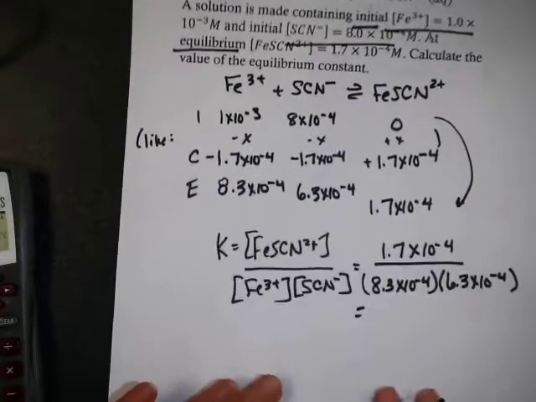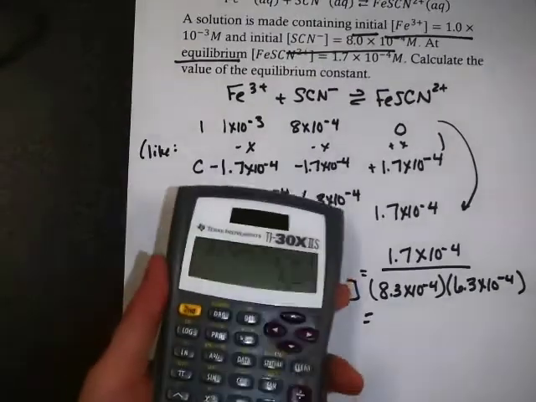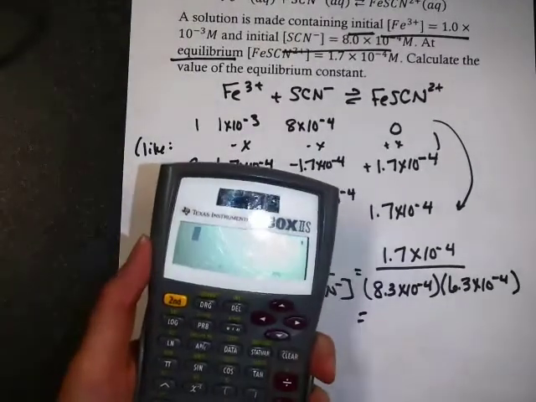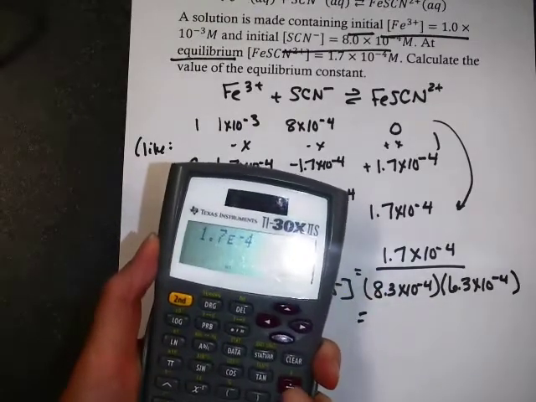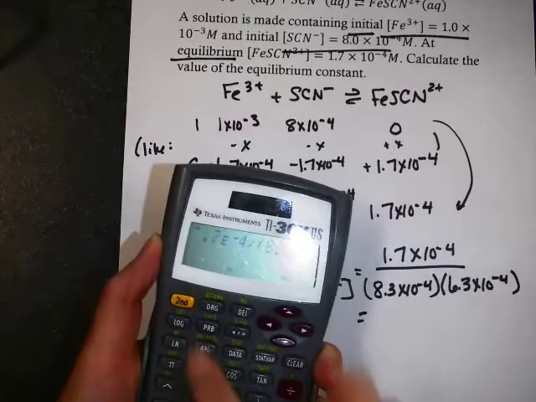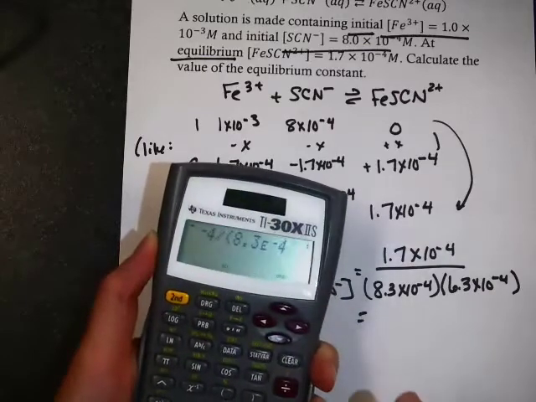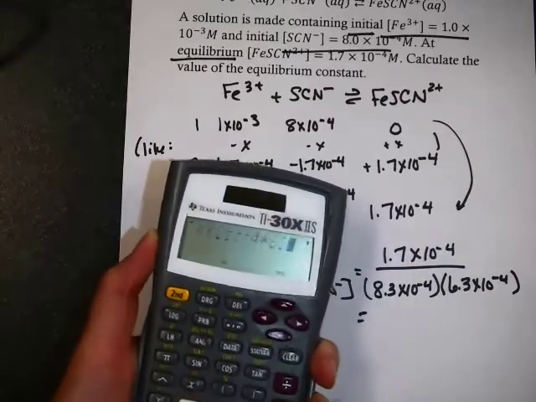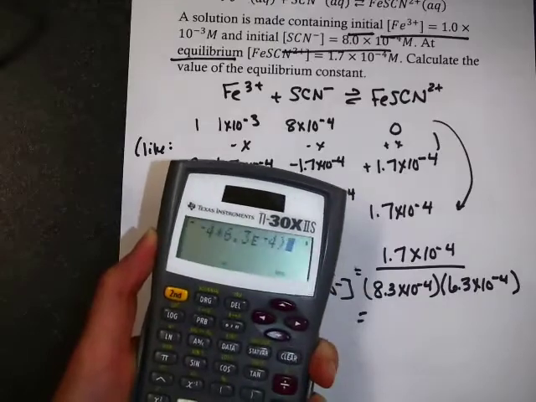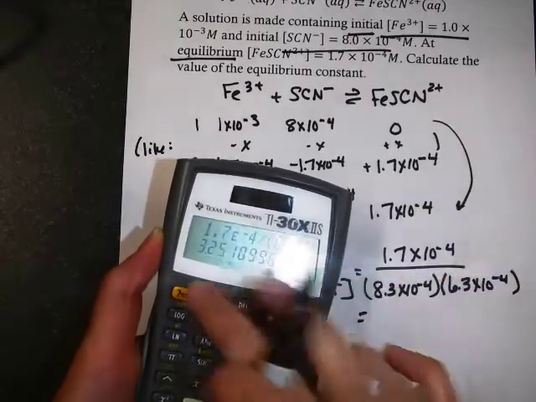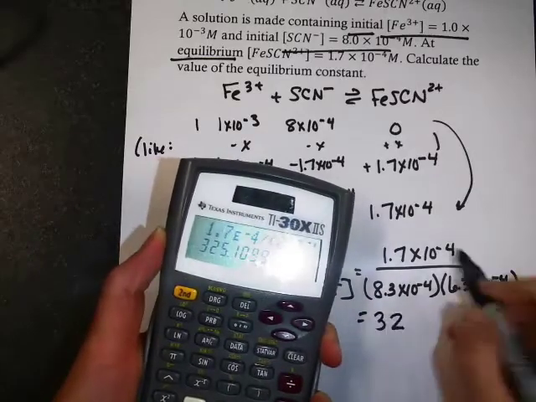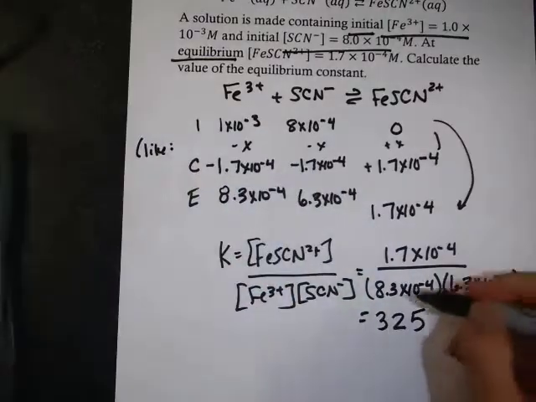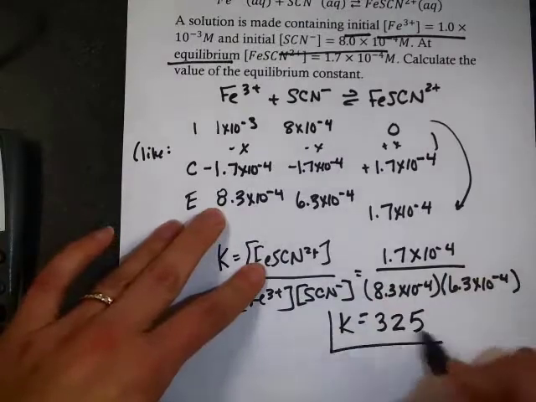Pop them in my calculator. I had just a 10 to the 2, so I converted it back to longhand notation, and I get 325 for my equilibrium constant K.